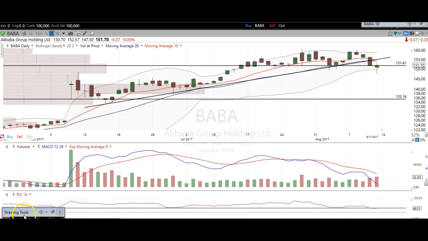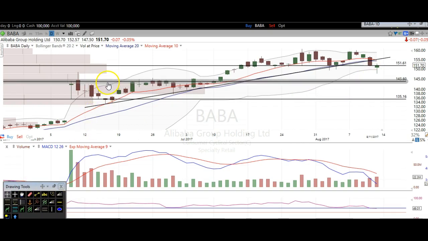The first support I see below us is right about here at about 143.60. So 143.60 approximately is that level of support based off of this previous resistance right there, right here, and right there. So definitely think that we can head lower here on Alibaba. That's what we're expecting here.